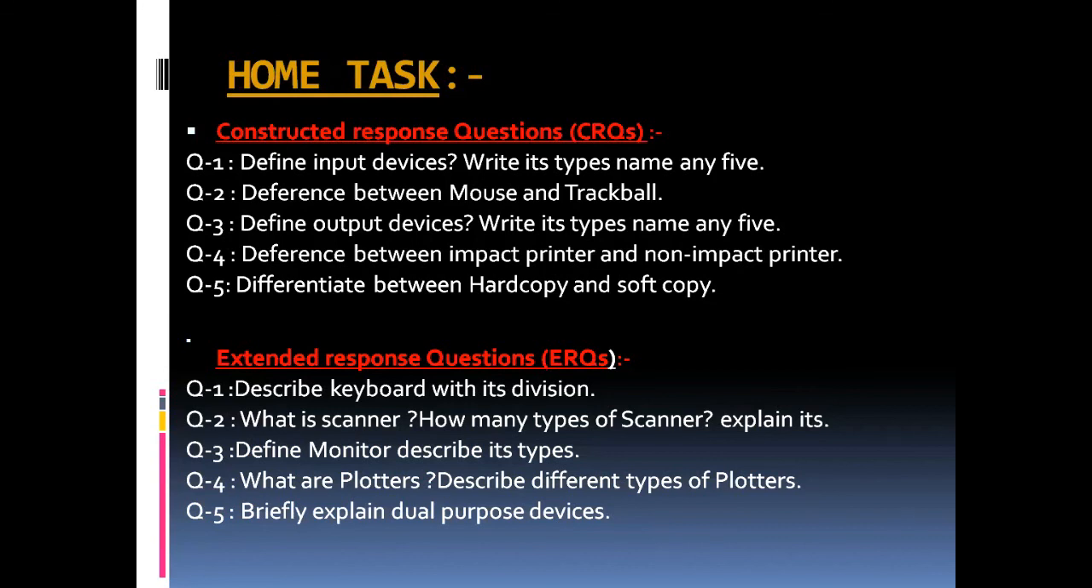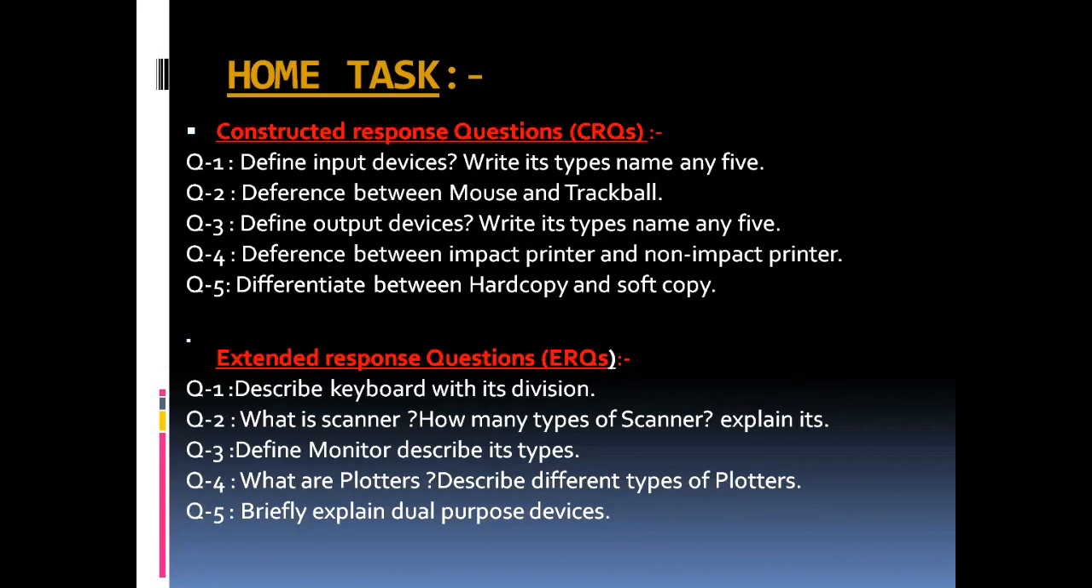Question number three is define output devices, write its types, name any five. Question number four, differentiate between impact printer and non-impact printer. Number five is differentiate between hard copy and soft copy.